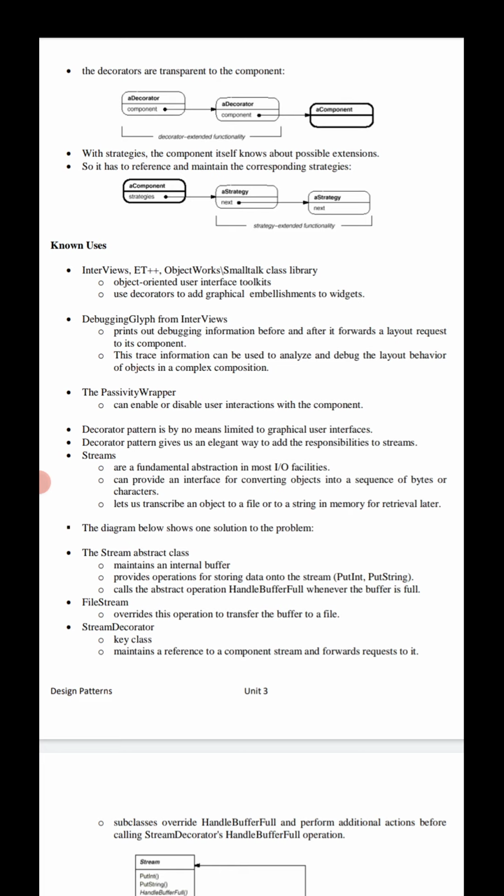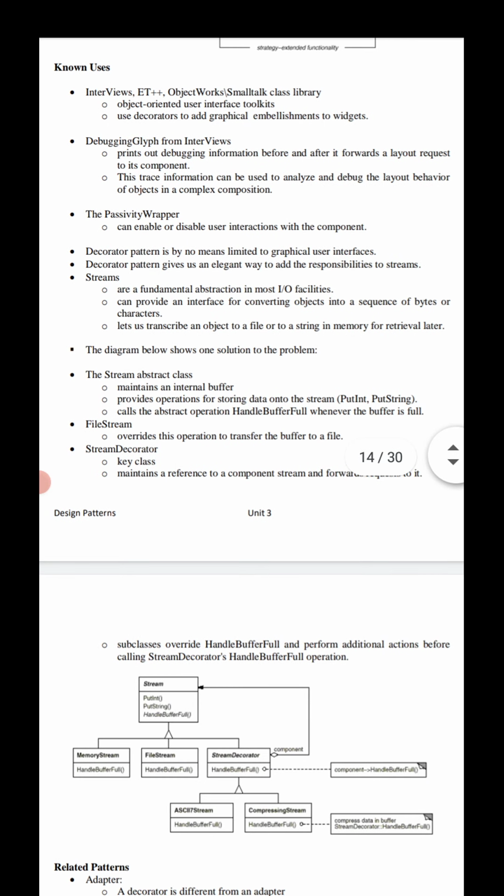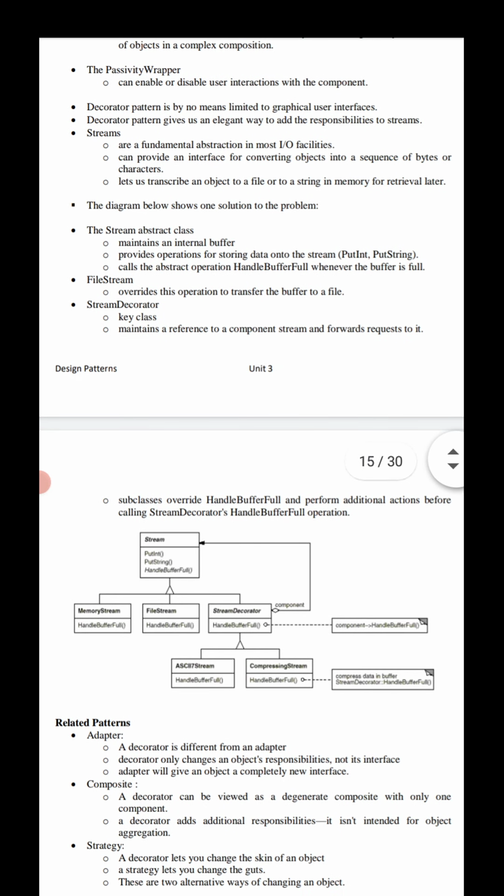But suppose we also want to be able to compress the stream data using different compression algorithms like run-length encoding. And we want to reduce the stream data to 7-bit ASCII characters so that it can be transmitted over an ASCII communication channel. Here the stream decorator is a key class, and it maintains a reference to a particular component.